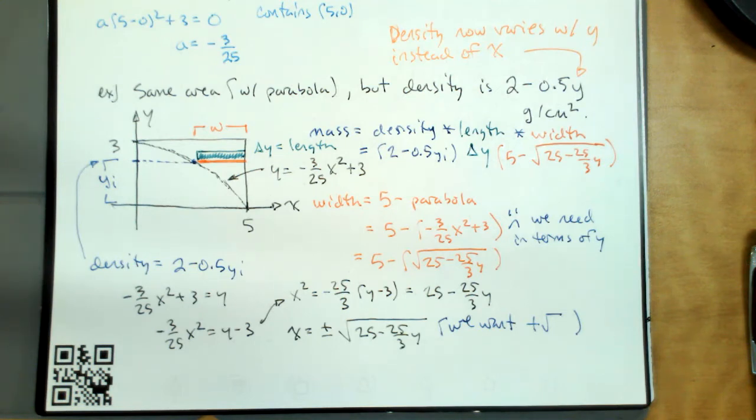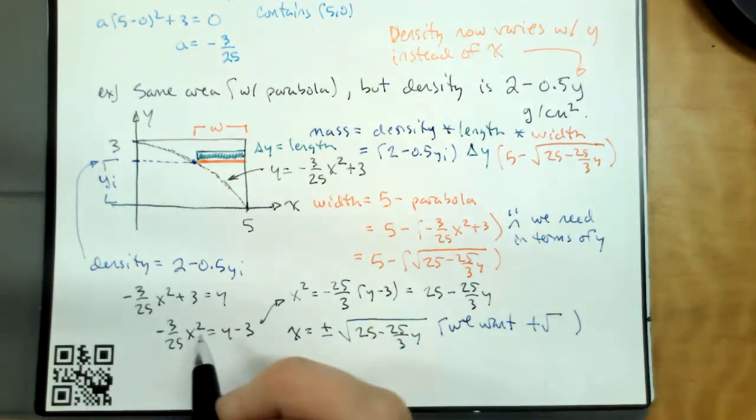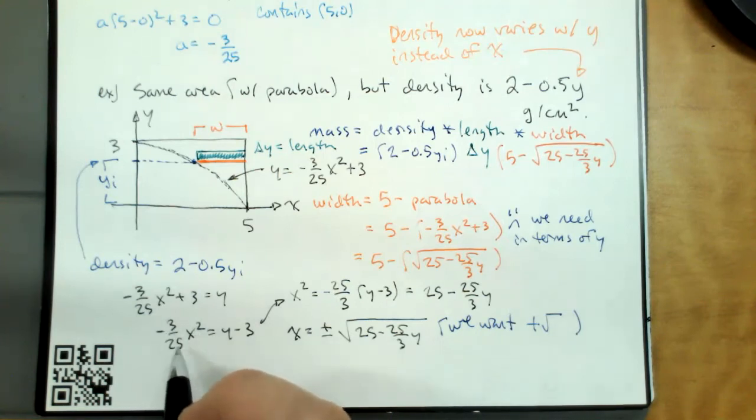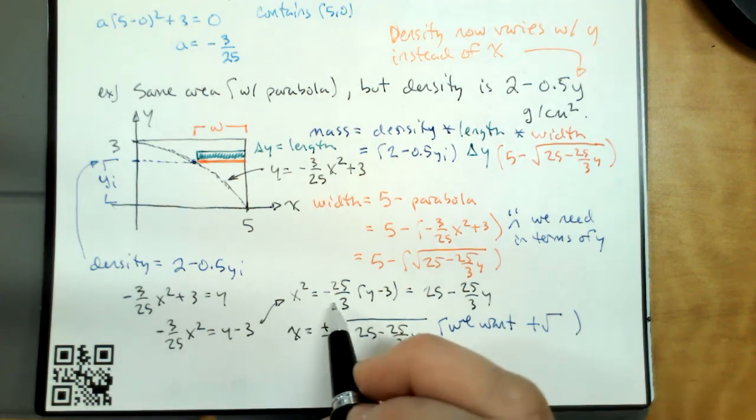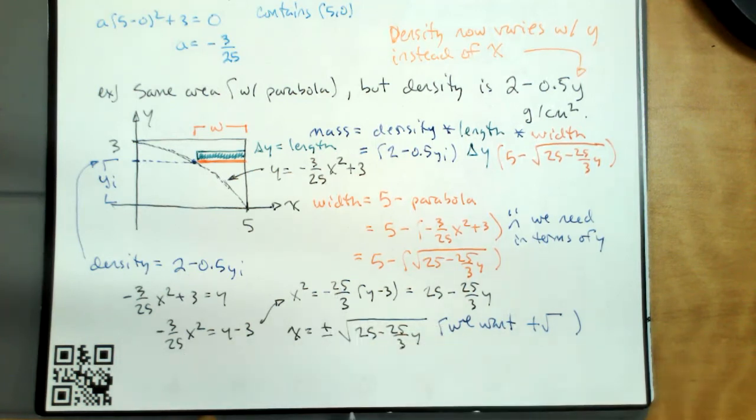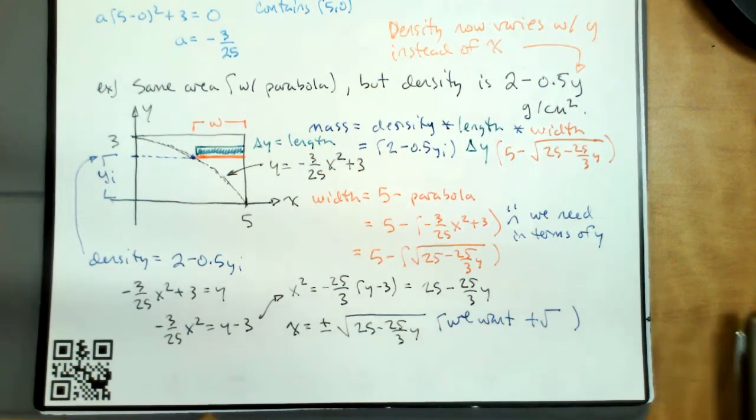Yes, I had to go from x squared is multiplied by negative 3/25. So I'll divide both sides by negative 3/25, which means multiplying by negative 25 thirds. And then we just use the distributive property.